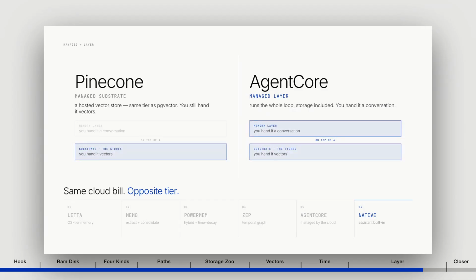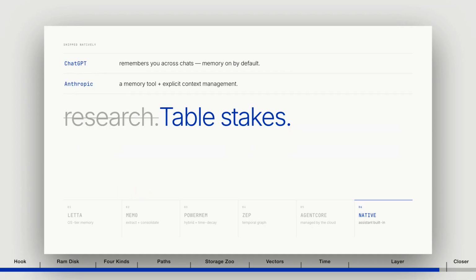Managed does not mean layer. Pinecone is a managed vector store. You still hand it vectors, so it's substrate. The same tier as pgvector, just hosted. AgentCore is a managed layer. You hand it a conversation, and it runs the whole loop, storage included. Same cloud bill. Opposite tier. And the assistants shipped it natively. ChatGPT has memory. Anthropic exposes a memory tool and explicit context management. This stopped being research. It's table stakes.